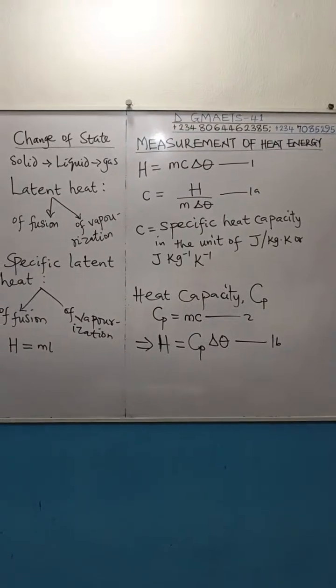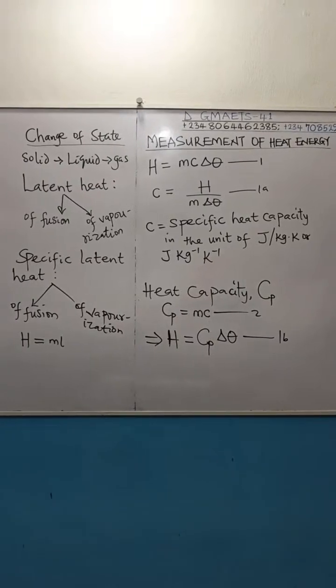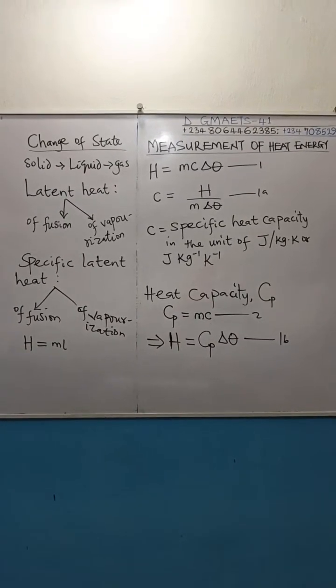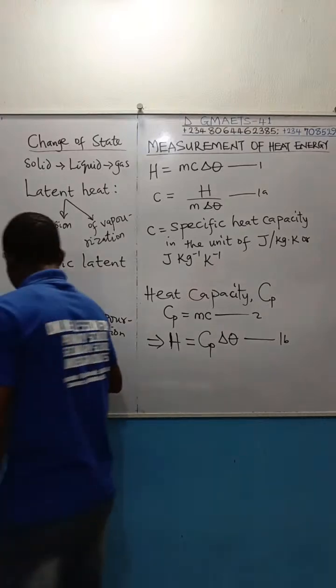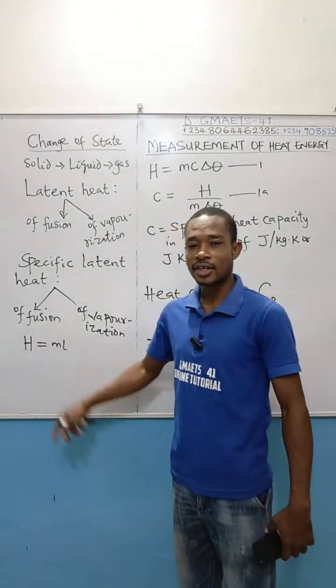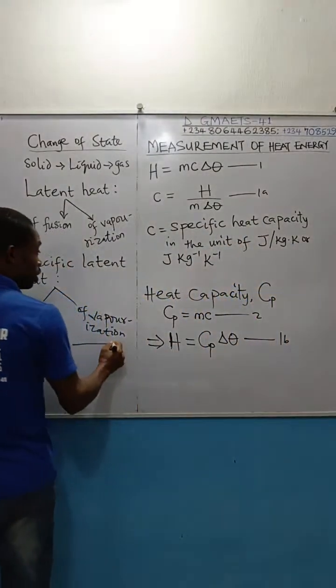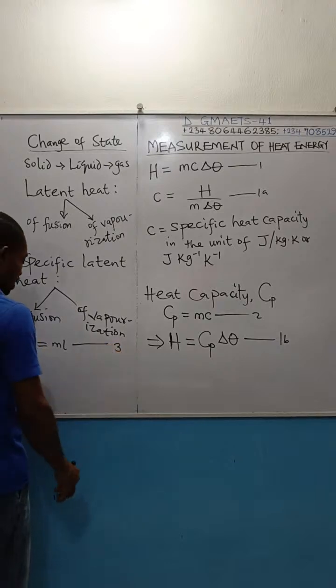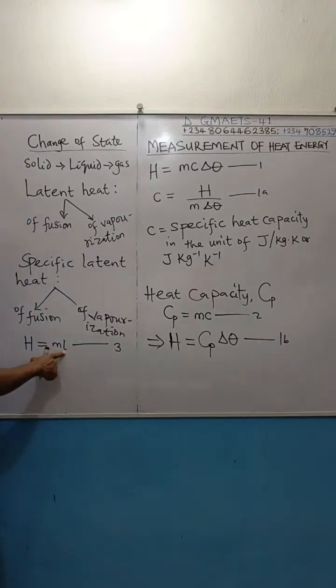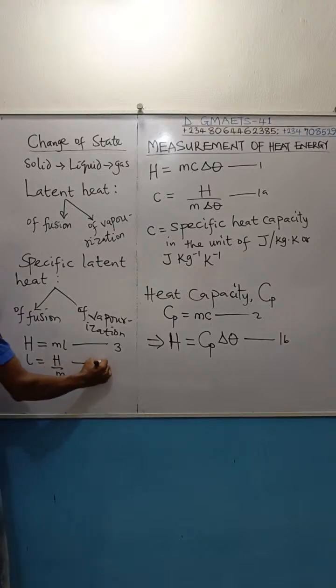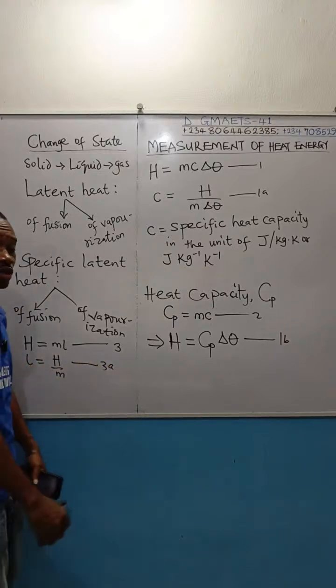Let me adjust the camera so that the board will be clear. Good. So quantity of heat required in the case of latent heat is equal to mL. Let's call this equation 3. Now if you make L the subject of the formula, this L is our specific latent heat. L is equal to H divided by m. I got it from equation 3, so I'll call it equation 3a.